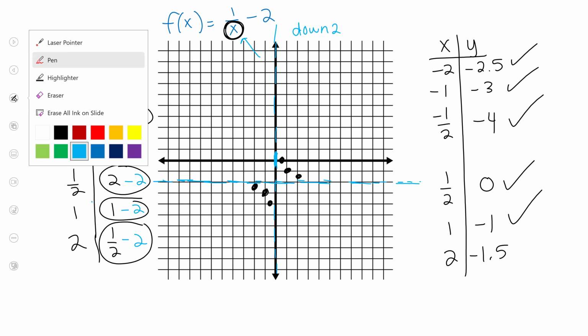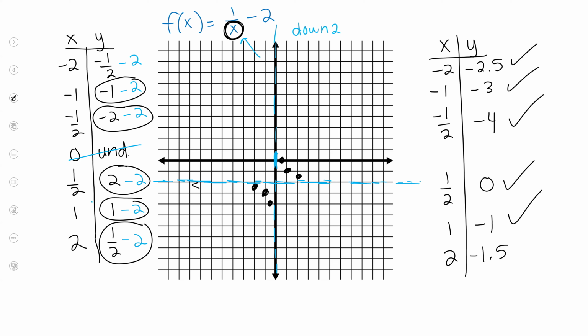Now you can go ahead and draw your graph. Go close to the asymptote, just don't cross it. Don't touch it. You can get very close. So this is your graph.